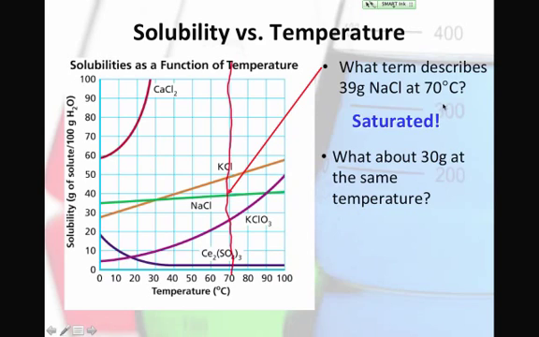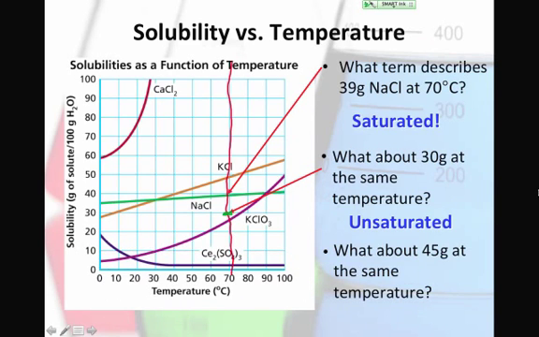What if we had 30 grams at that same temperature? 30 grams would be like down here on the chart, right? Well, what do we call that? Right, unsaturated. We haven't quite gotten up to the maximum amount that we can dissolve. All right, then how about if we put in 45 grams? That's way up here on my 70 degrees, same temperature, right? So if I was way up there on 45 grams, we'd have to call that supersaturated. Now I have more solute in my solution than what I can dissolve at that temperature.